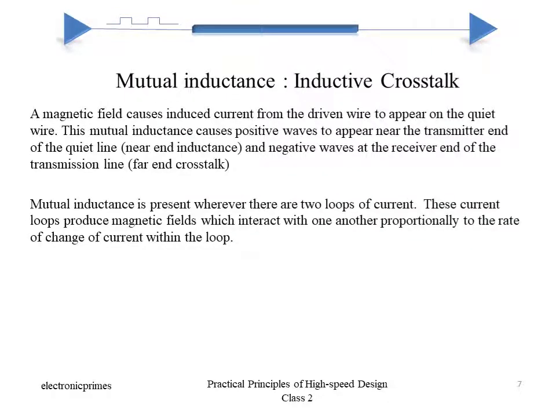Mutual inductance, which is also known as inductive crosstalk, is a magnetic field that causes induced current from the driven wire to appear on the quiet wire. This mutual inductance causes positive waves to appear near the transmitter end of the quiet line, which is near end crosstalk, and negative waves at the receiver end of the transmission line, which is far end crosstalk. Mutual inductance is present wherever there are two loops of current. These current loops produce magnetic fields which interact with one another, proportional to the rate of change of the current within the loop. That is called mutual inductance or inductive crosstalk.